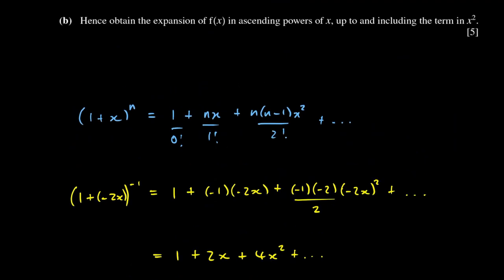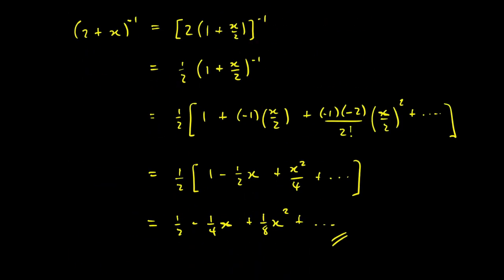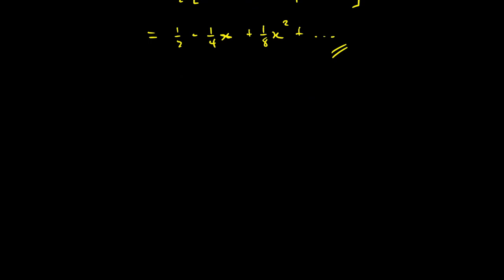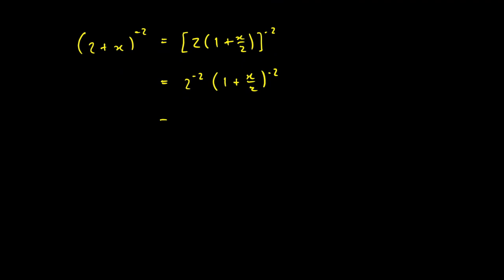Then the last term we've got to expand is the 2 plus x to the power of -2, right? We've got to expand this guy here. Okay, so let's do all of that. So we've got 2 plus x to the power of -2. Again, we've got to deal with that 2 at the front. So I'm going to write that as 2 bracket 1 plus x upon 2, all to the power of -2. And that's the same thing as 2 to the power of -2 times 1 plus x upon 2 to the power of -2. And 2 to the power of -2 is a quarter, because it's the same thing as 1 upon 2 squared.